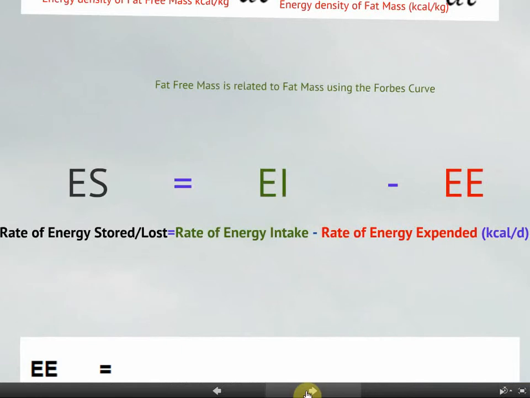So where does the model come from? This is the energy balance equation. So it's not a statistical model. You have energy stored, that's the stuff, and the rate of energy stored, so these are all per day, is equal to the rate of energy intake minus the rate of energy expenditure, all in calories per day.